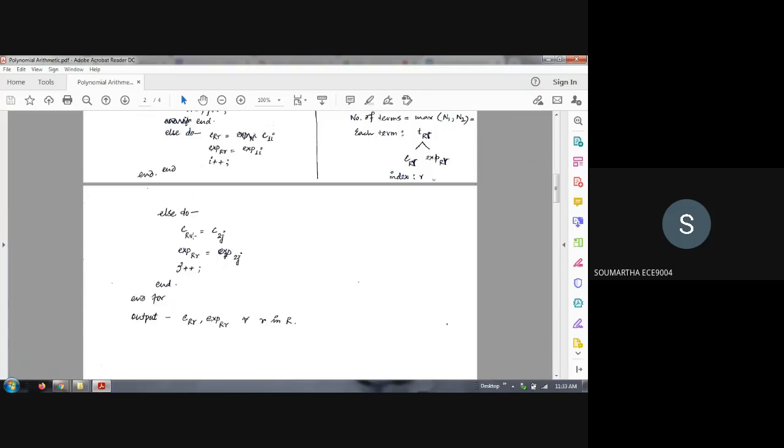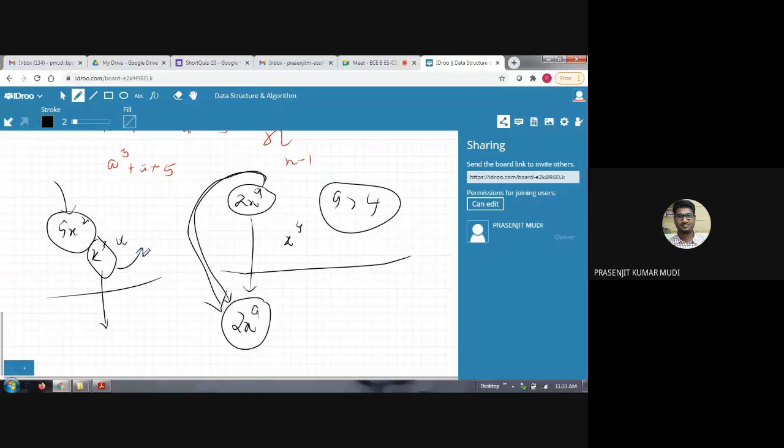J plus plus. CRR equal to C2j, EXPRR equal to EXP2j. J plus plus. Only you are moving to the next term in the polynomial 2, but you are remaining in the polynomial 1, and that's it.